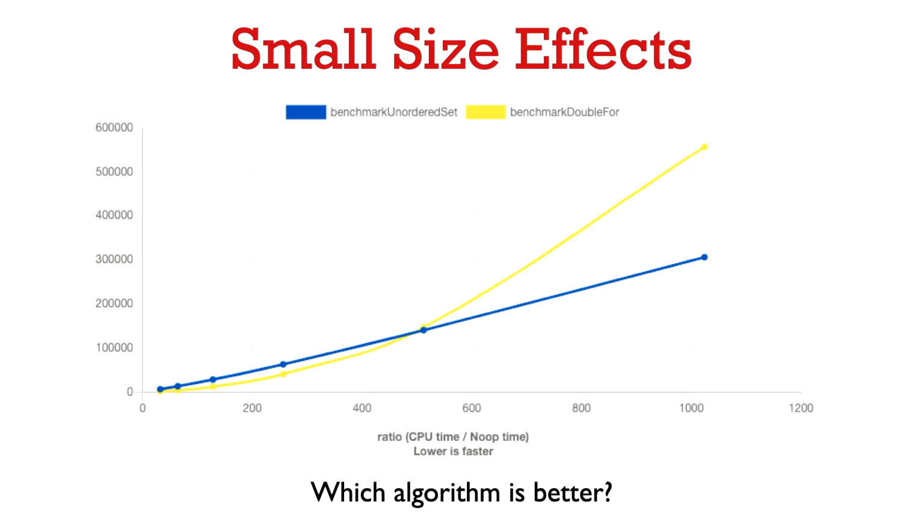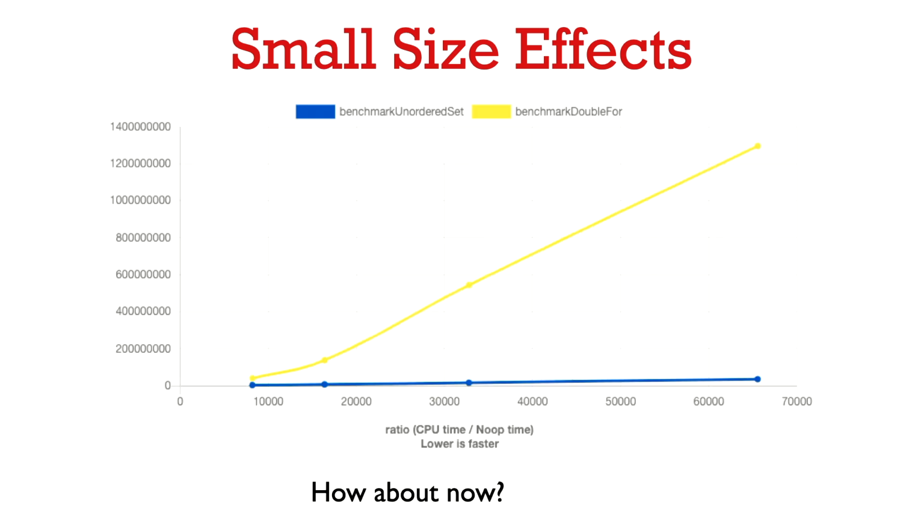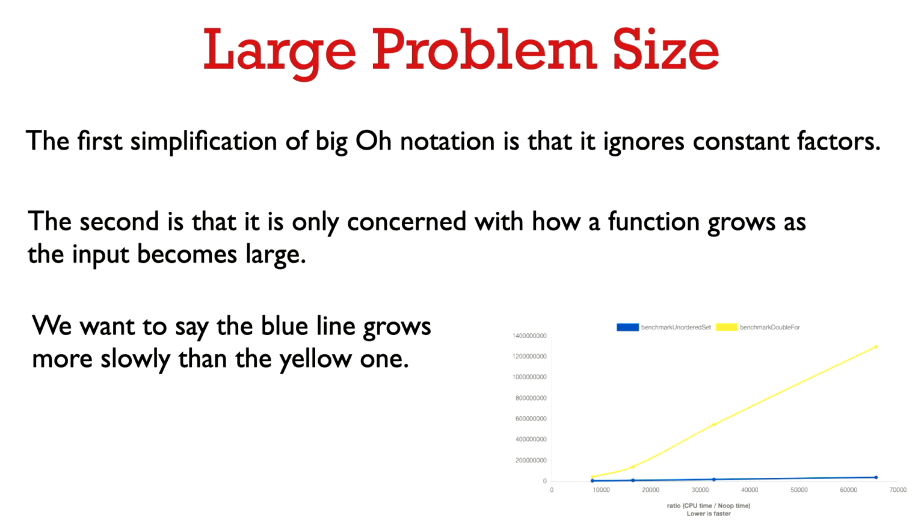You see that on small inputs up to size around 400, the double for loop algorithm is actually faster than the algorithm using hash tables. But for larger inputs, there's no contest. The double for loop algorithm is vastly slower. Big O notation does not care about what happens on small input sizes. It only talks about what we saw in this second picture, the growth of a function as the input size becomes large, actually as it goes to infinity.